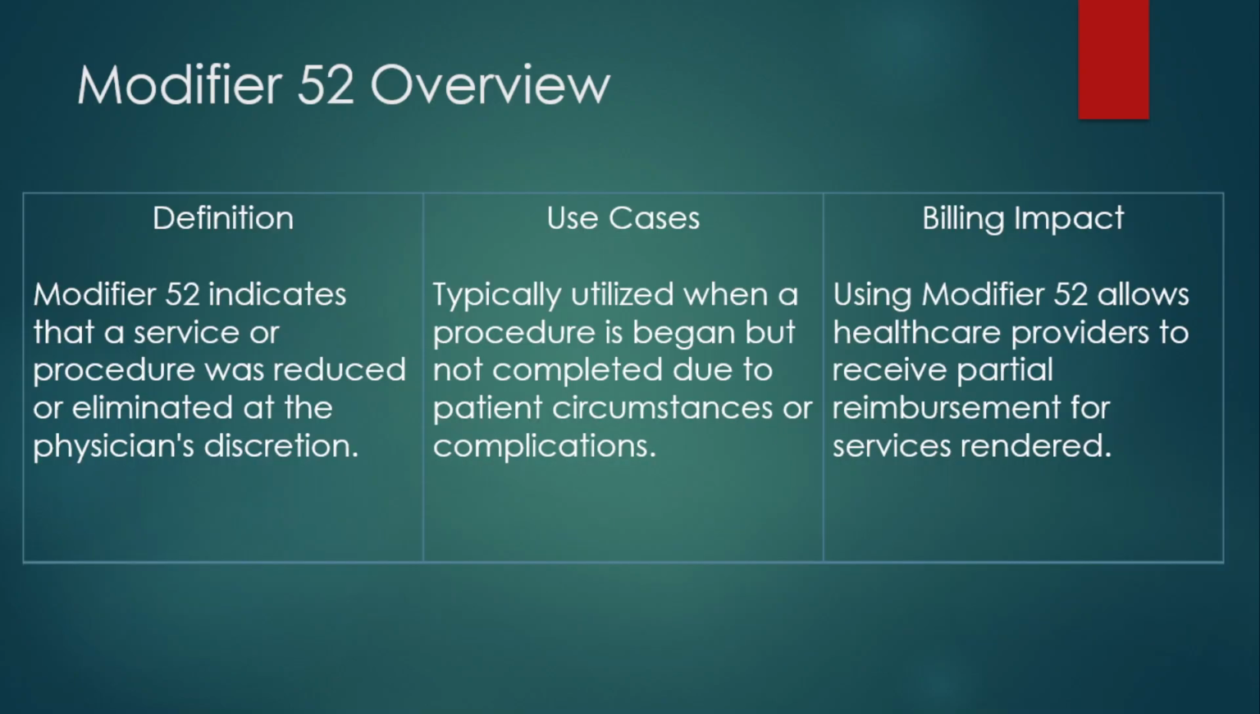Now let's understand modifier 52. Modifier 52 indicates a reduced service. This means the procedure was partially reduced or eliminated at the physician's discretion. It is used when a service is partially performed, or a bilateral code is used but only one side was performed. Modifier 52 tells the payer that the full service was not completed.